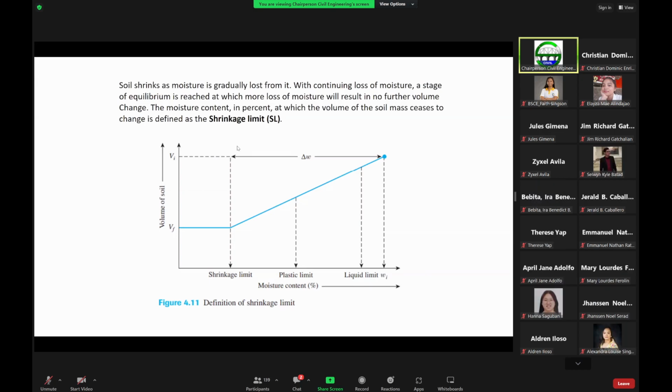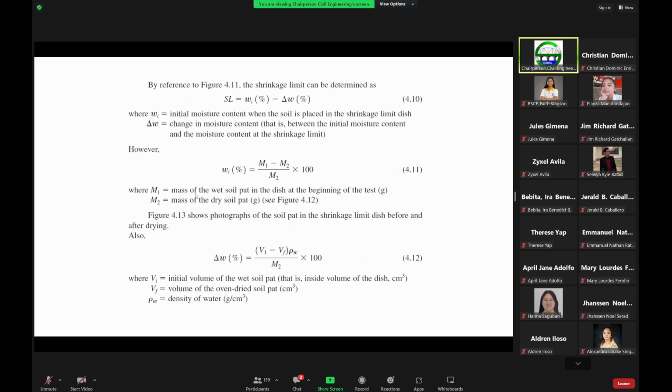The initial water content is defined using the difference between M sub 1 and M sub 2, where M sub 1 is the mass of the wet soil pat in the dish at the beginning of the test, and M sub 2 is the mass of the dry soil pat, as seen in this figure here.